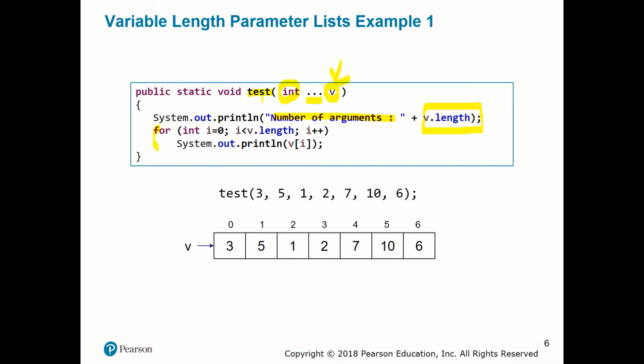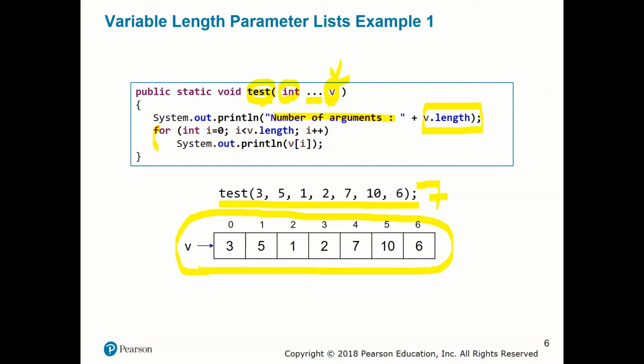So if I call this method like this, then there are 7 integer values. Then automatically v, the array, will be created like this. Okay, v is an array with 7 integer values. Okay, this is a variable length parameter.